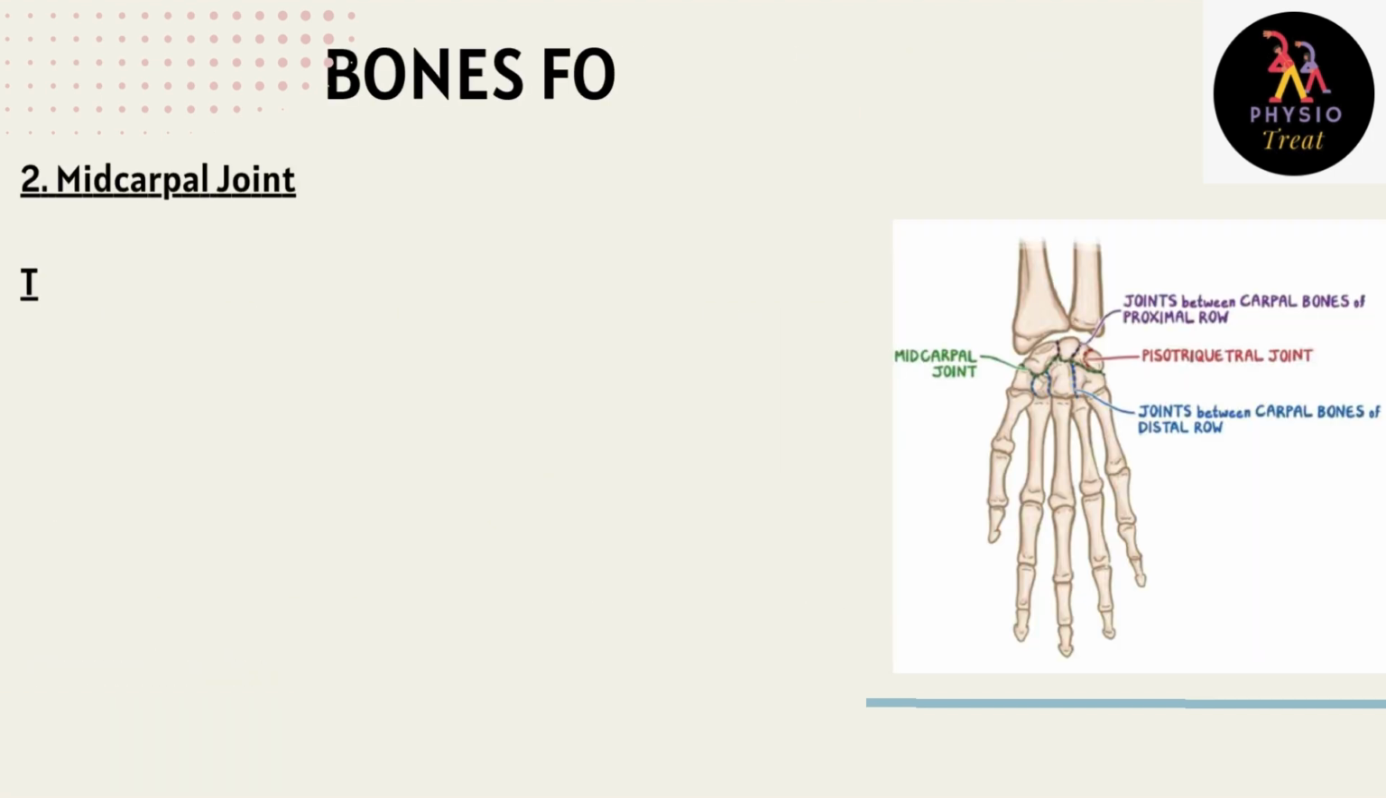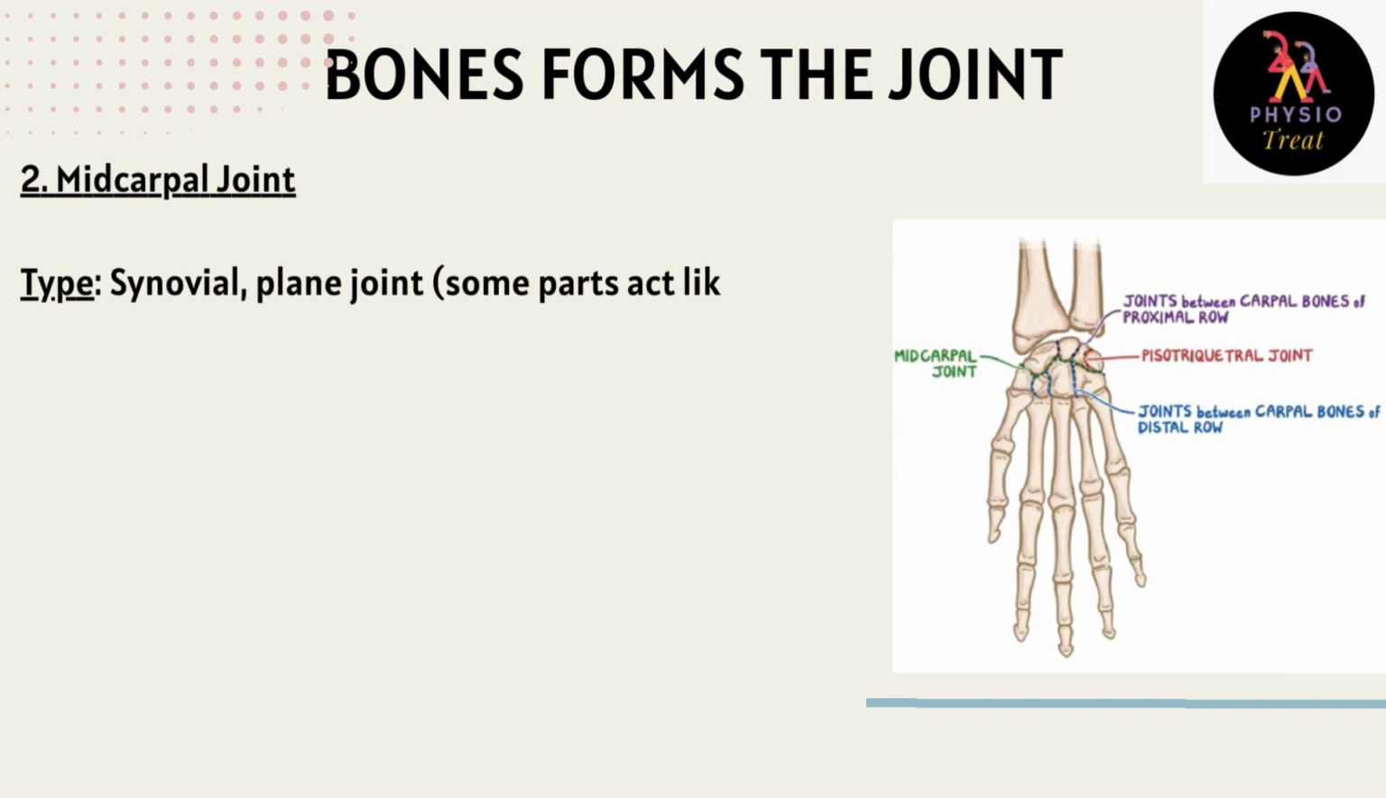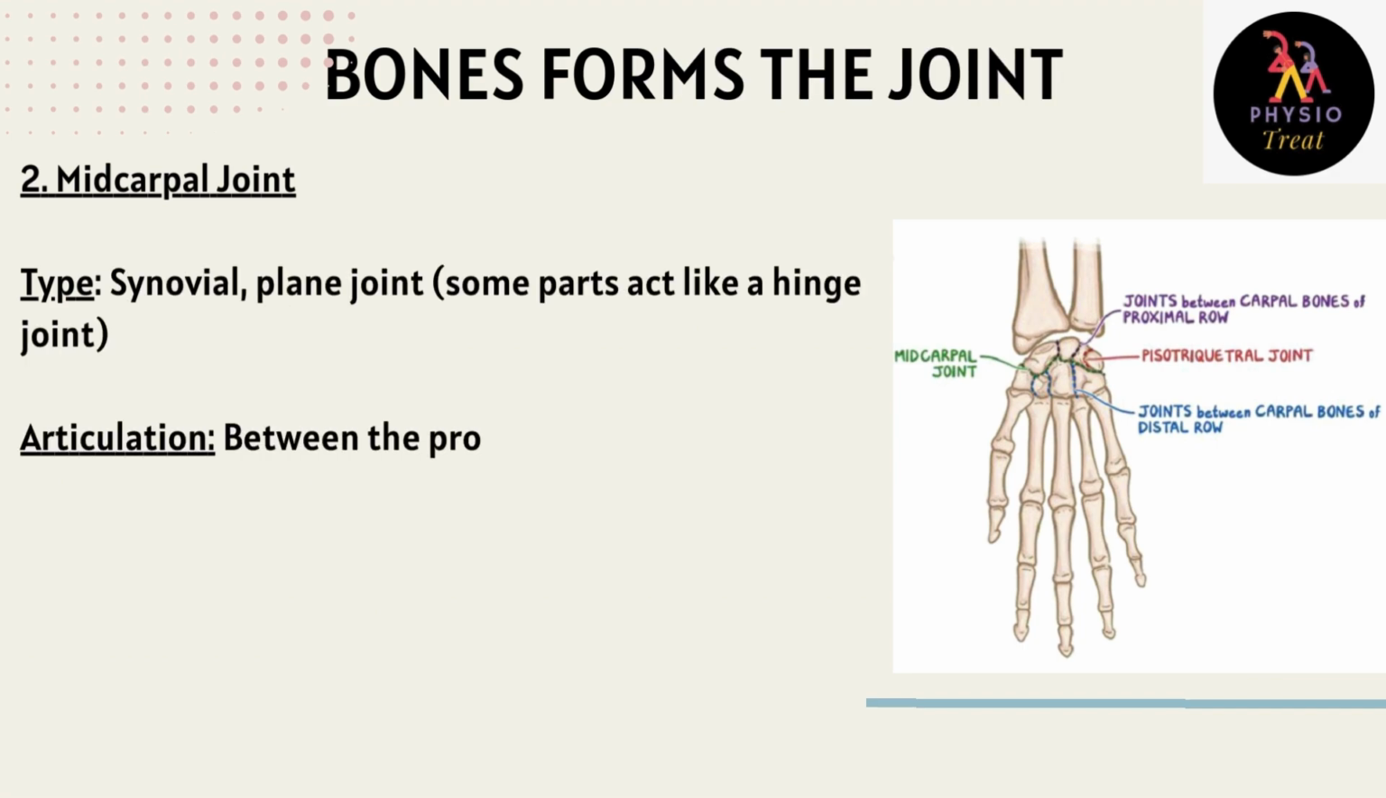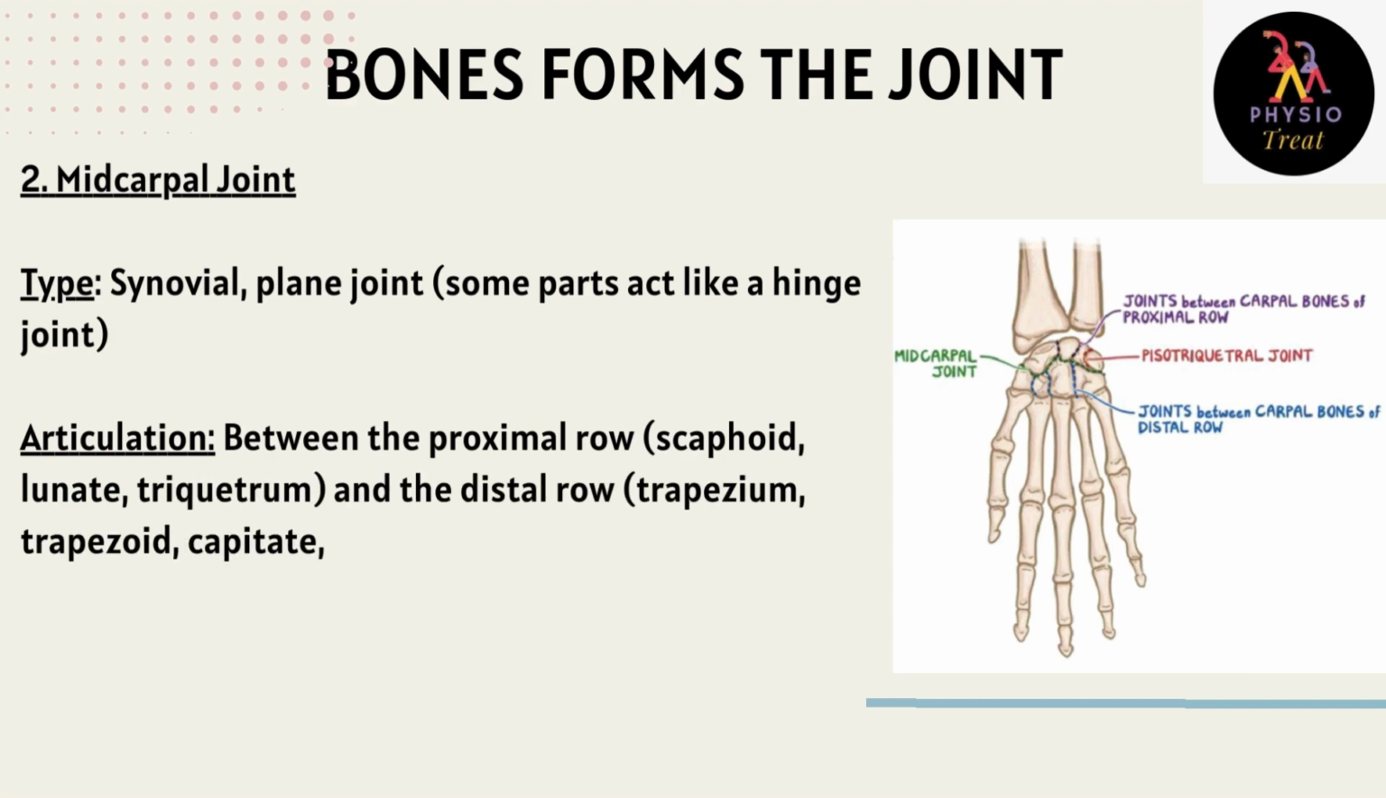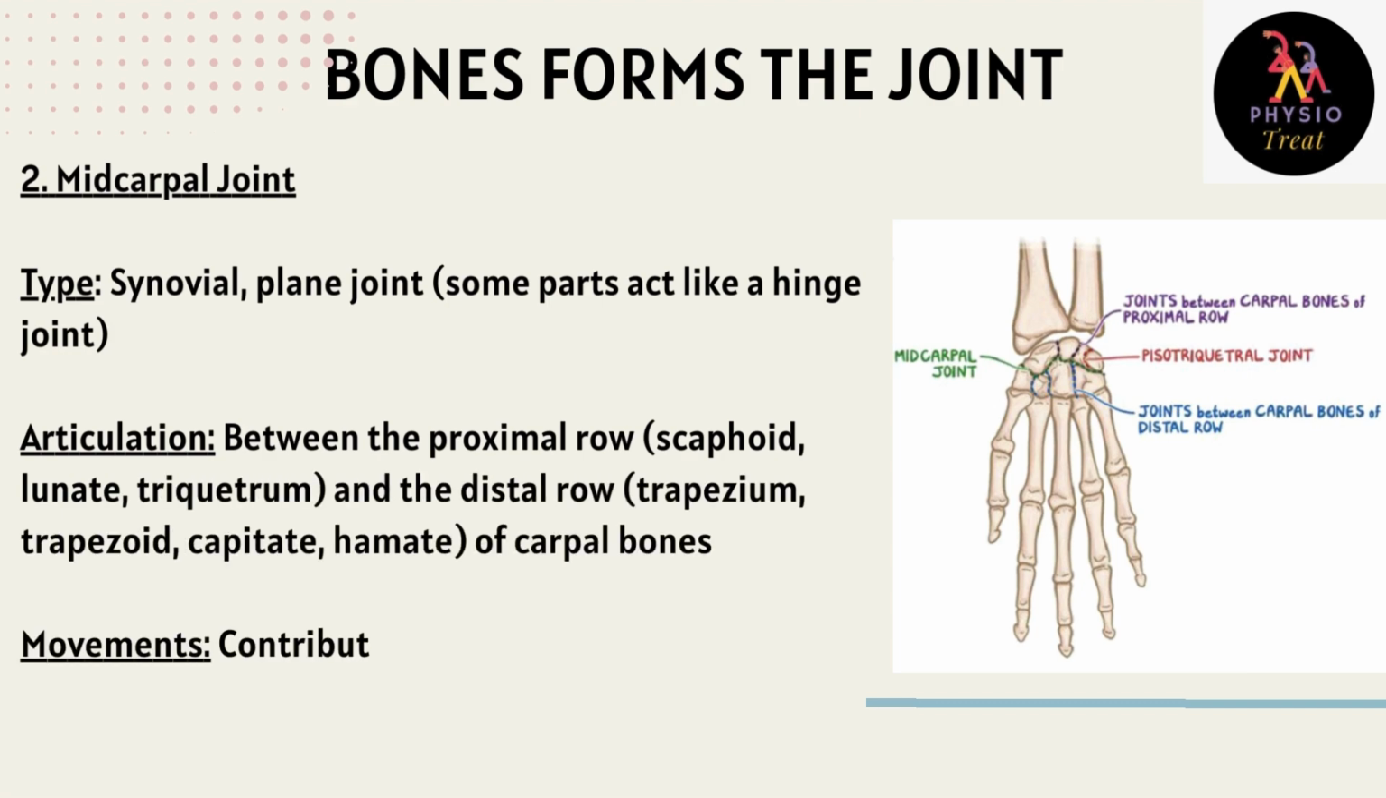Second joint is midcarpal joint. Type of joint: synovial, plain joint. Articulation between the proximal row and the distal row of carpal bones. Movements: contributes to wrist flexion and extension.